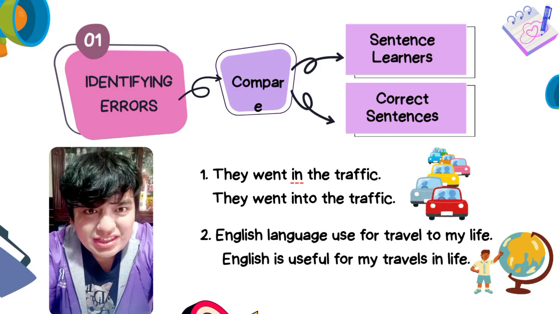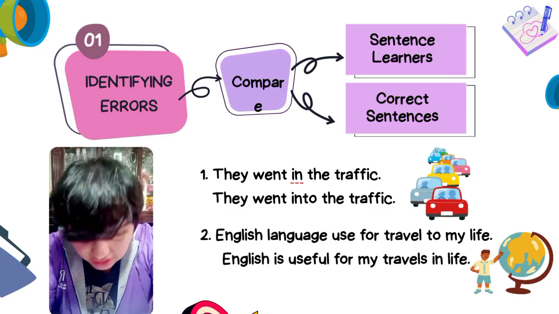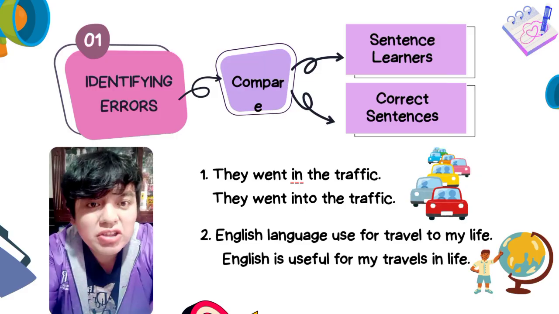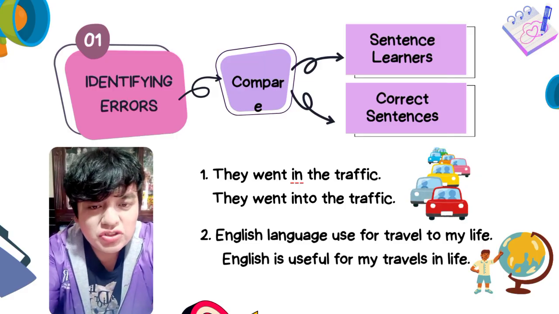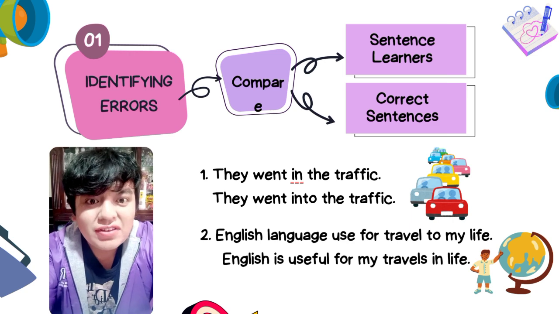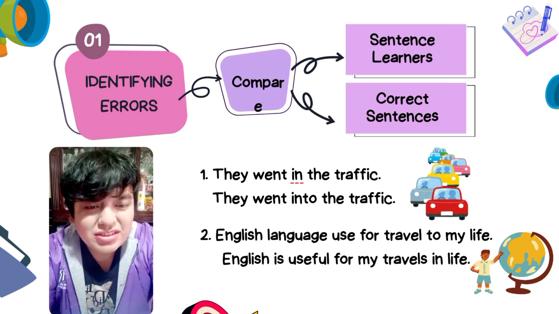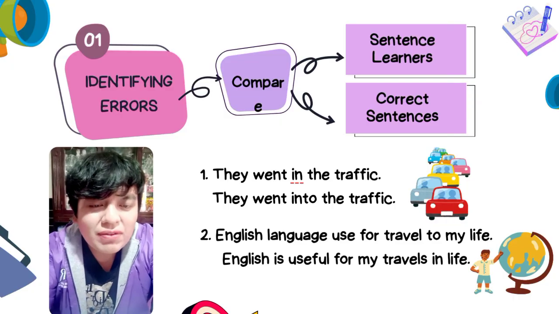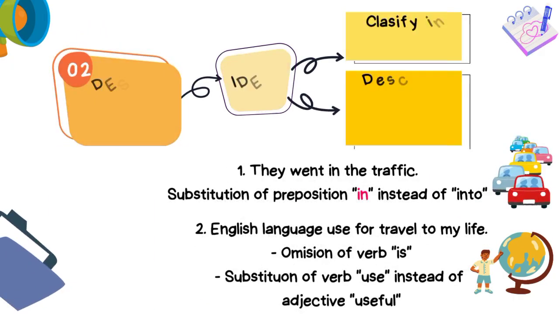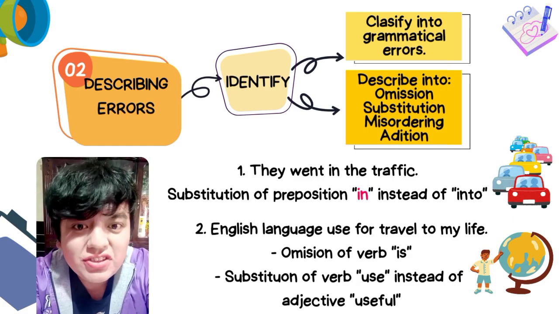And the other sentence is "the English language is used for travel to my life." This has many errors, and it's necessary to identify all of them in this sentence. The correct version is "English is useful for travels to my life." Okay, following with the next section.